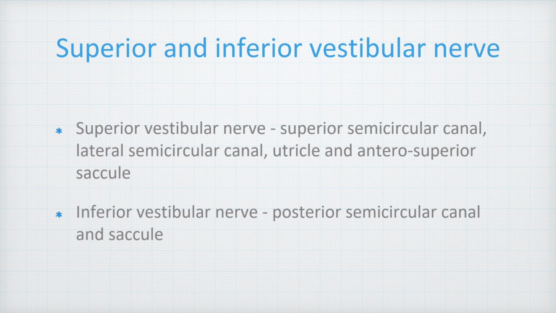If you remember that, the other parts of the peripheral vestibular system are innervated by the superior vestibular nerve, inferior vestibular nerve. Posterior semicircular canal by inferior vestibular nerve, all the other parts by the superior vestibular nerve.